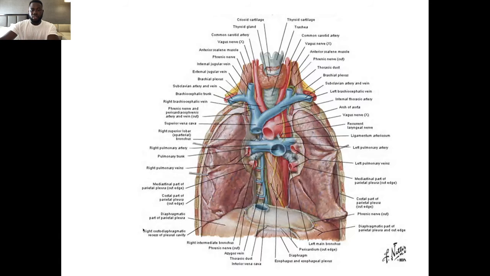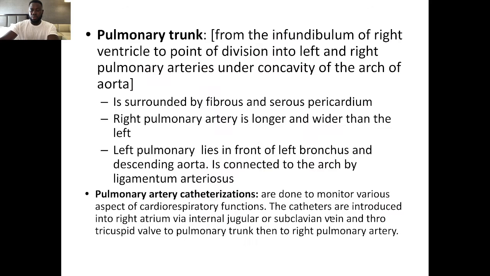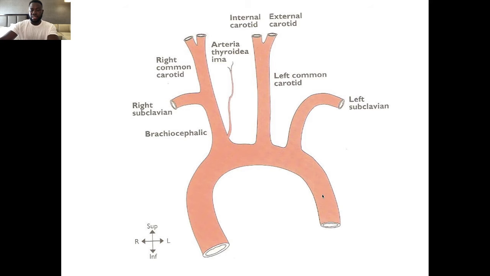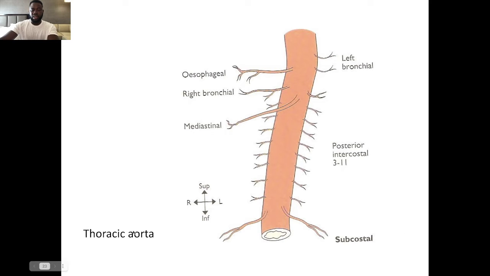After the arch of the aorta, we get the descending aorta, before we get the thoracic aorta here. So the next slide is going to be the thoracic aorta. So this is the thoracic aorta.